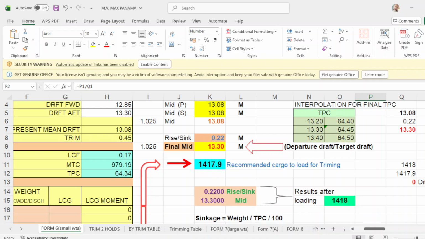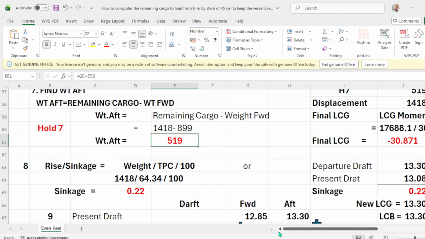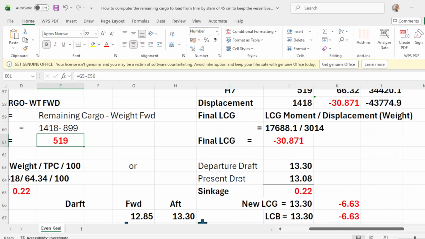But the other formula would be this one. Weight, which is 1418 over TPC. Your TPC is 6430 and times 100. Then you will have 22 centimeters, the same as you get there. And there's another formula here for sinkage: your departure drop of 13.30 minus your present drop or your mid drop, then your sinkage should be 0.22. Okay, the same.